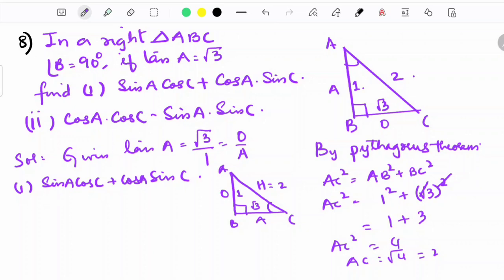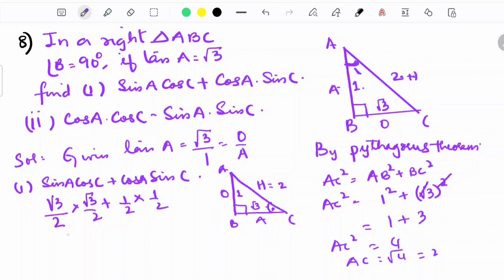So sine A, now in this one sine is opposite over hypotenuse. For A opposite is root 3 and hypotenuse is 2, into cos C. Cos C is the second one. Cos is adjacent over hypotenuse, so it is root 3 over 2, plus cos A. This is cos A, adjacent over hypotenuse, so this will be 1 over 2 into sine C. Sine C is opposite over hypotenuse, that is 1 over 2.